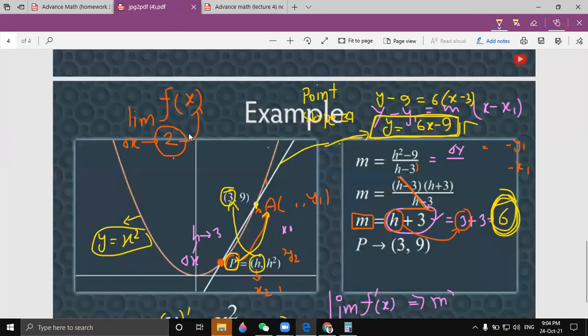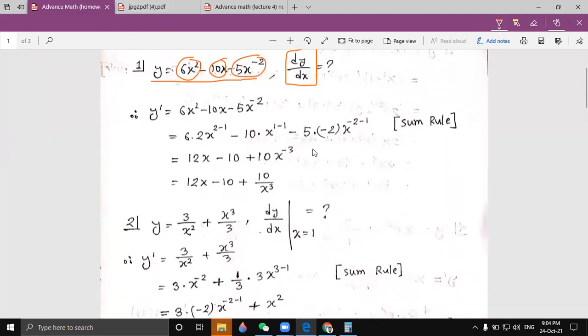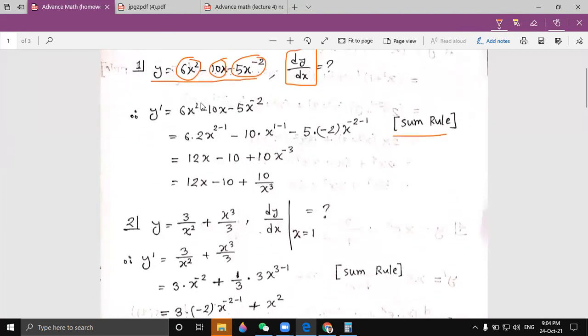So now let's go back to our homework. You already know that this is the sum rule, right? So now we have to differentiate this one, also this one, and also this one. So this is our, do you remember, this is our second rule? Yes. This is called the product rule.